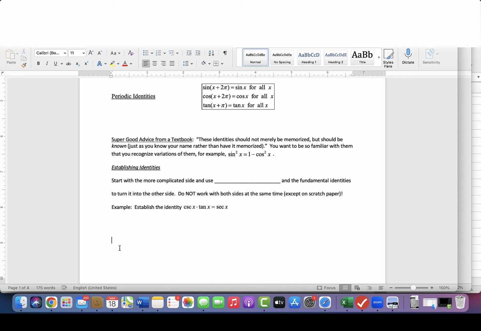To establish identities, as we just talked about briefly, start with the more complicated side, and then use algebraic manipulations such as LCDs, together with the fundamental identities, those are the ones on this page, to turn the one side into the other side. Do not work with both sides at the same time, except perhaps on scratch paper.